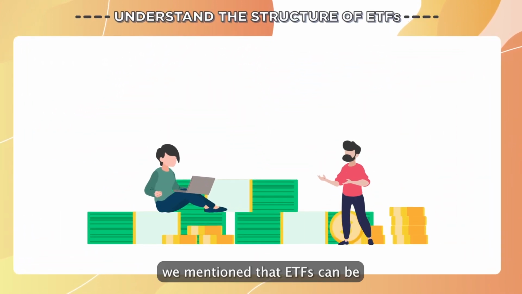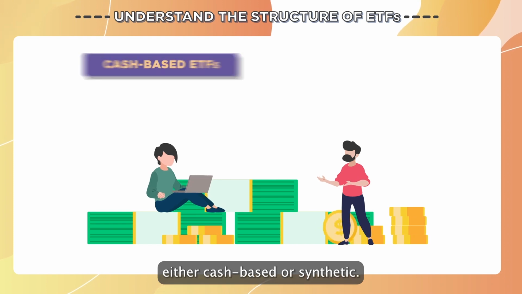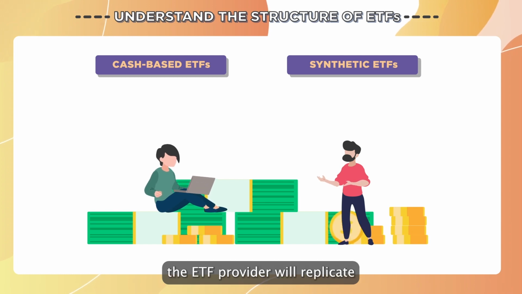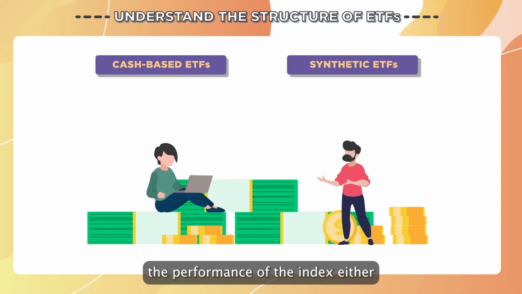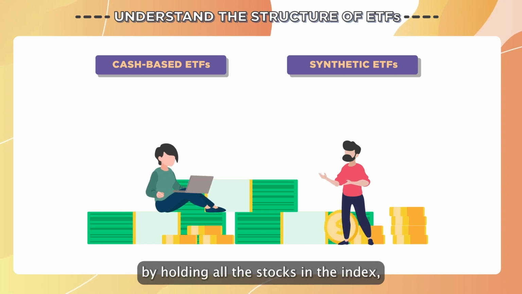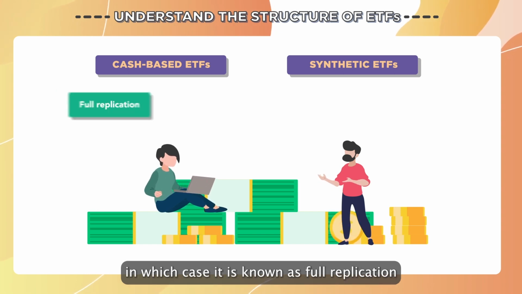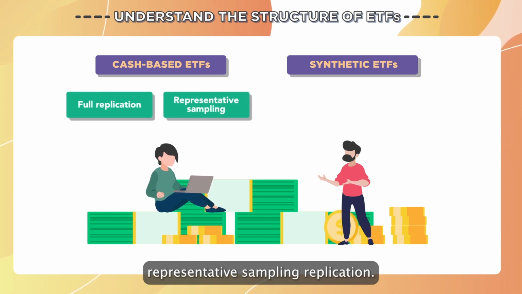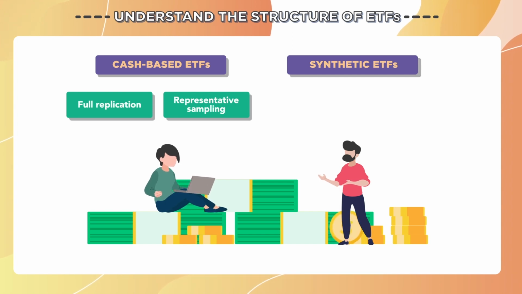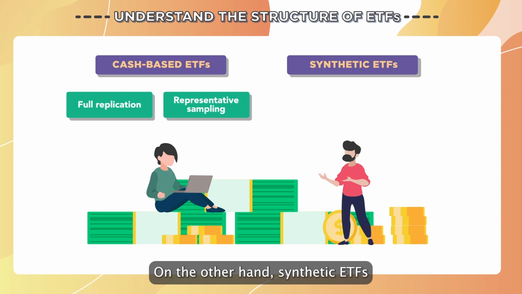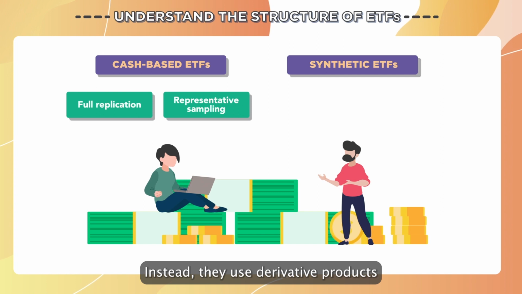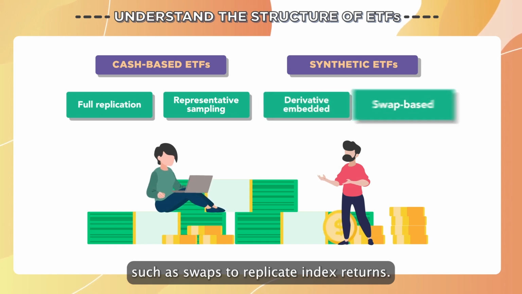In the first video, we mentioned that ETFs can be either cash-based or synthetic. For cash-based ETFs, the ETF provider will replicate the performance of the index either by holding all the stocks in the index, in which case it is known as full replication, or only a sample, in which case it is known as representative sampling replication. On the other hand, synthetic ETFs don't directly own the assets in the indices they are tracking. Instead, they use derivative products such as swaps to replicate index returns.